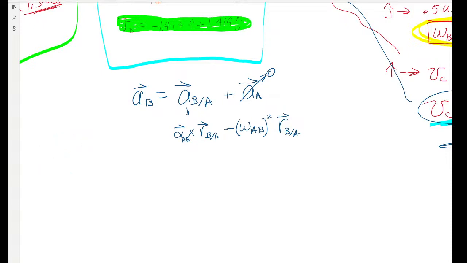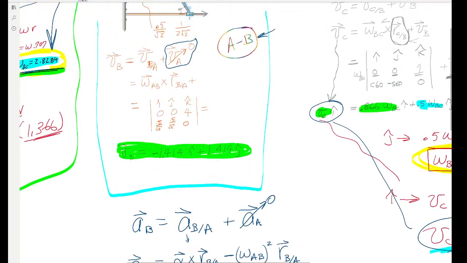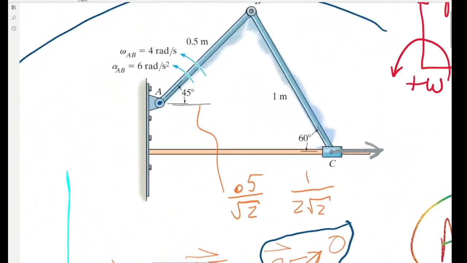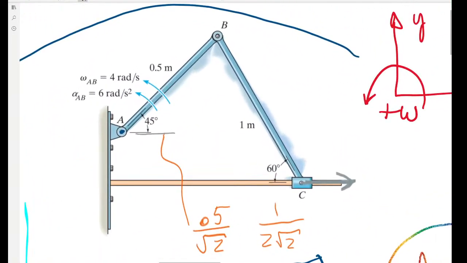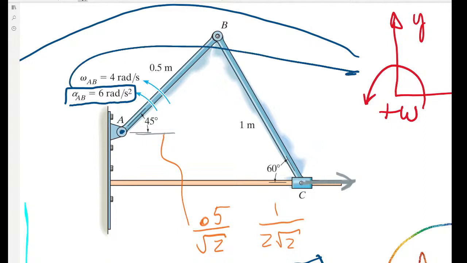Okay, so let's keep going with this. If you go up here, you'll see he gave me my alpha, and if you notice, that is positive. Remember the right-hand rule: a rotation that just so happens to be counterclockwise is positive.